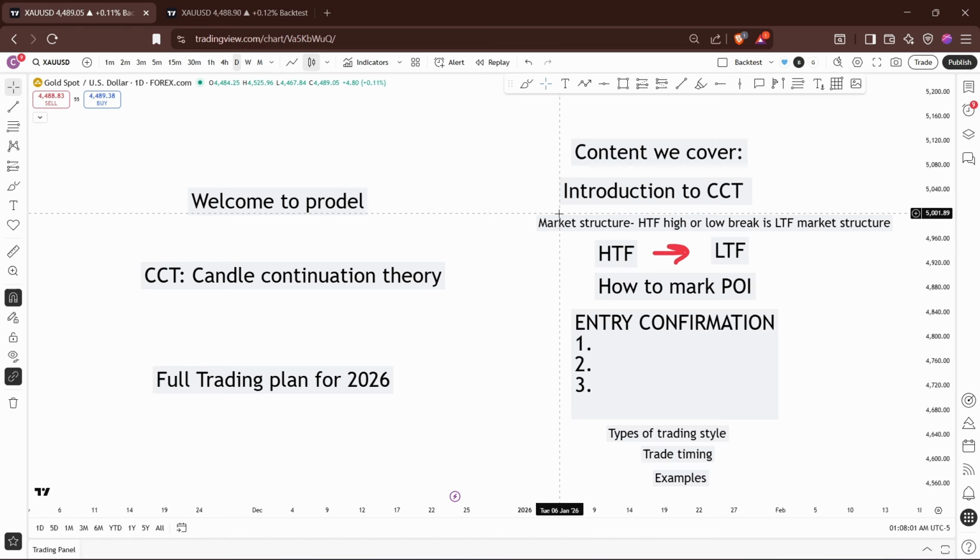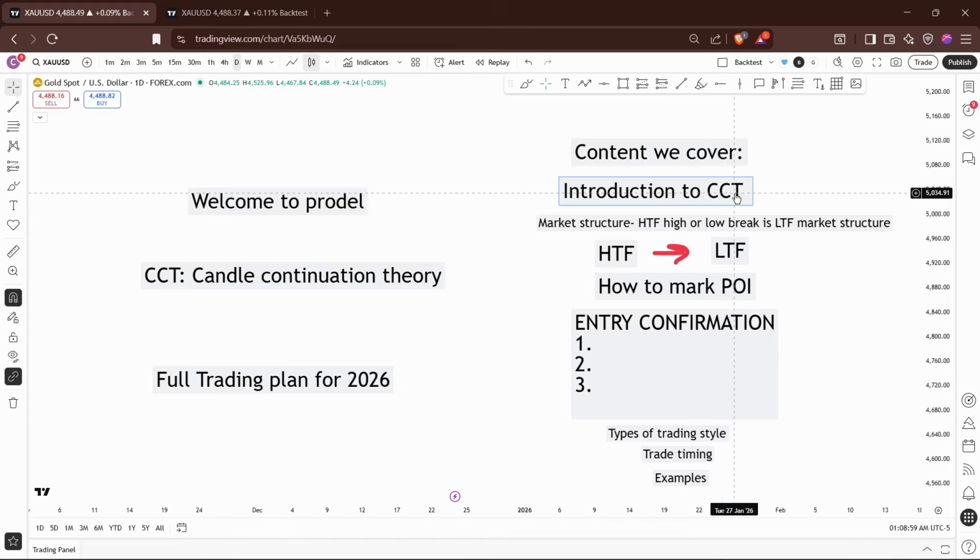Let's start the video. First of all, today I am going to explain all about the CCT. I will give a full trading plan for 2026. If you follow this plan for about 1 to 2 weeks, you will see your progress. We will cover an introduction to CCT, market structure, higher time frame to lower time frame, how we combine higher time frame to lower time frame, and how to mark the POI. And also, there are three types of entry confirmations. We will discuss the types of trading style and trade timing, and we will go to the examples.